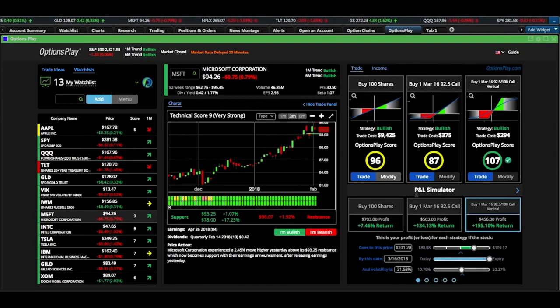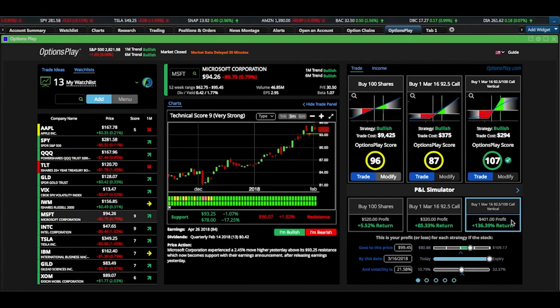We have what's called a P&L simulator here at the bottom that allows you to create advanced what-if scenarios and know exactly what the expected return of each strategy is, and see how these strategies will perform in any given market and see how much your expected gains or losses are for any of these strategies so that you can quickly identify which strategy gives you the highest return based on your given outlook for the underlying stock.